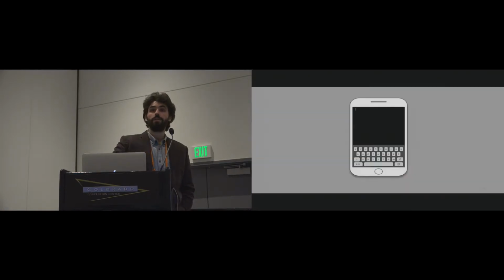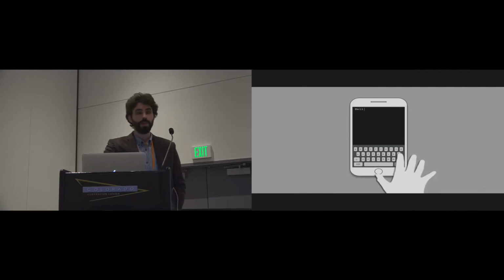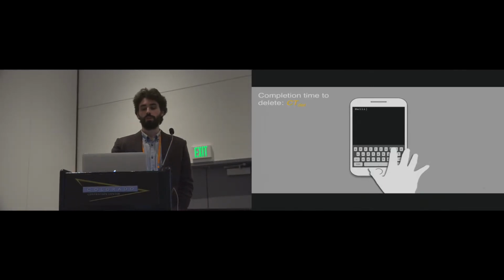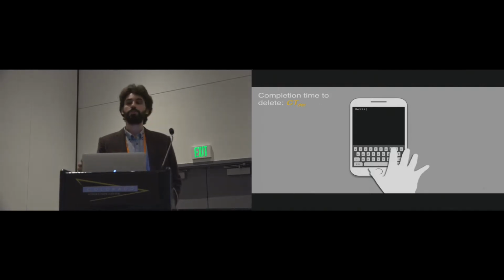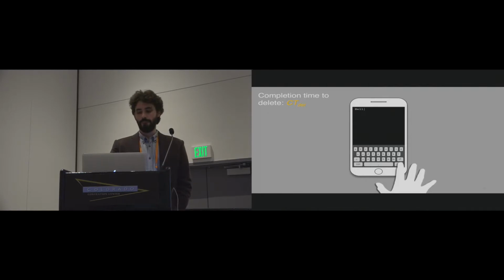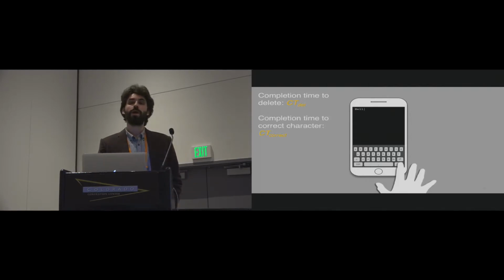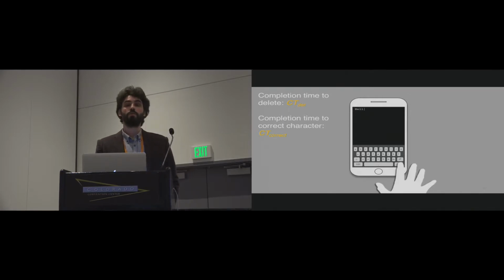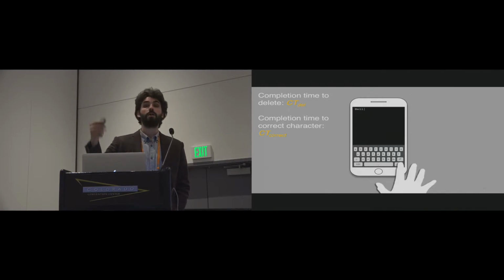Now, in these text entry tasks, this particular error looks like this. When the user is entering some text, the user will inevitably make an error, and then the user has to go and point to the delete key, which incurs completion time to select the delete key, and then the user has to go back and select the correct key, which incurs the penalty that is equal to the completion time of selecting the right character moving from the delete key.